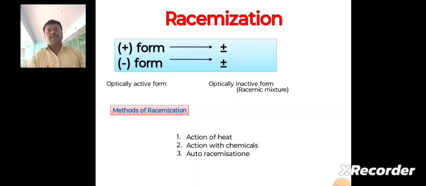The third one is auto-racemization. In this process, the racemization takes place automatically. Example, lactic acid, tartaric acid.